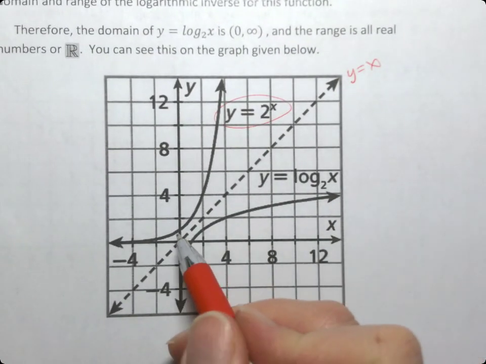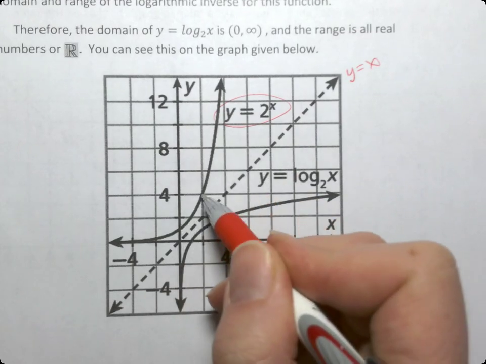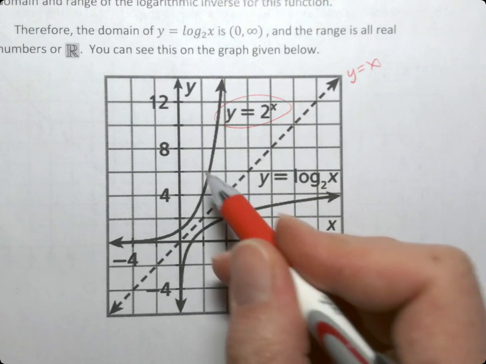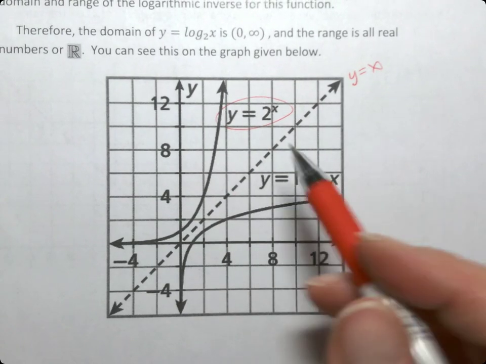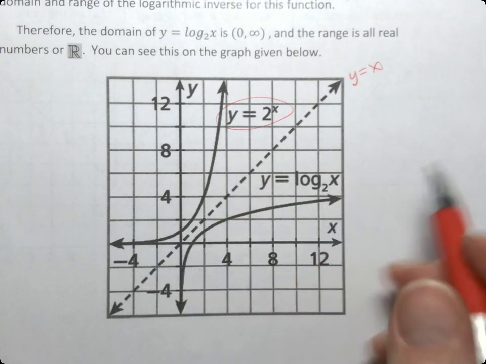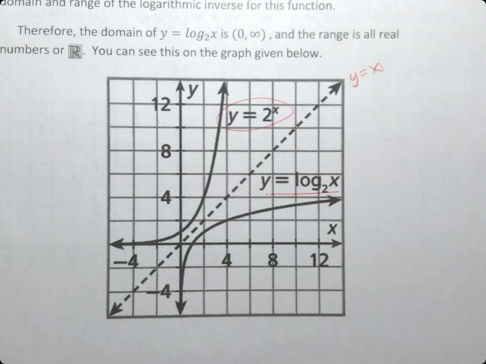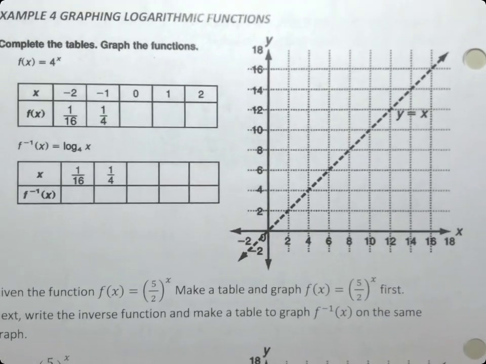So we can take this point and reflect it right to here. We can take this point and reflect it. And so everything reflects over here. So here is your exponential function, and here is its inverse logarithmic function. Okay, that's what it looks like. All right, next part is us doing it.